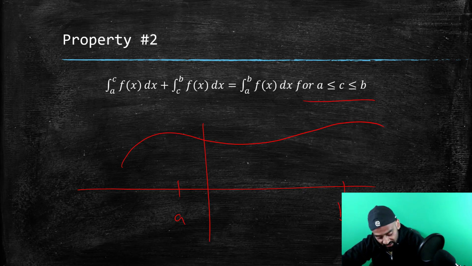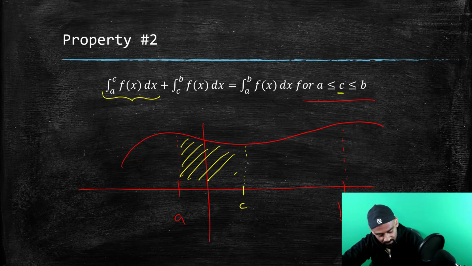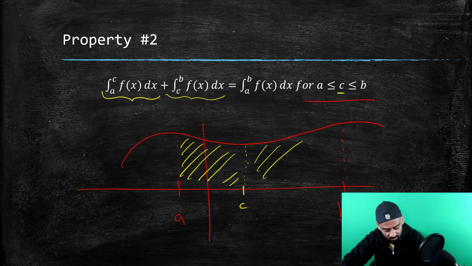When we find this, this is the area from here to here that we're finding. Now what they're telling you here is that if you have some number in between there, c, some c in between a and b, and let's say you were to break it up, and instead you found the area from a to c, and then you found the area from c to b, that would be the same as finding the area from a to b.